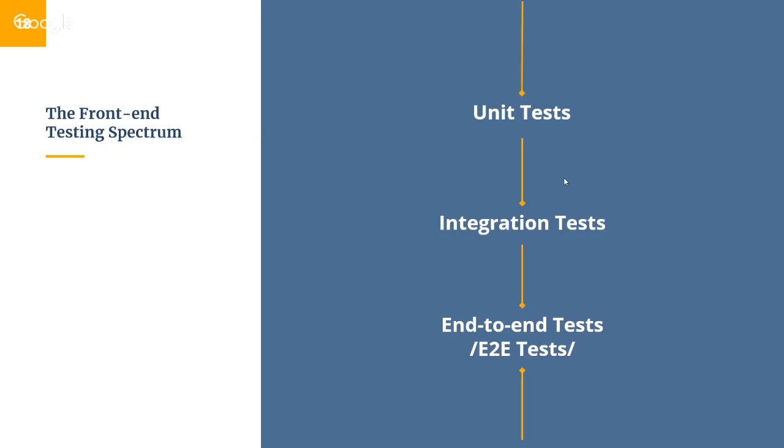The next part of the spectrum, and actually the final one down here, are the end-to-end tests. They have the largest scope. They test out pretty much all the application code and are the biggest and heaviest ones. So we have a very small number of them in our testing suite.